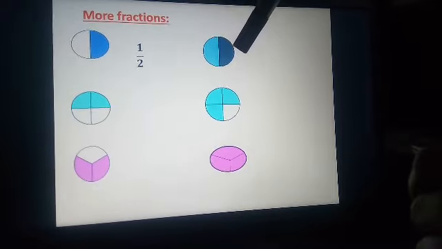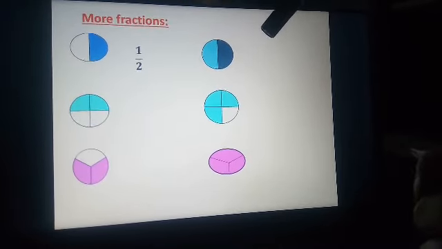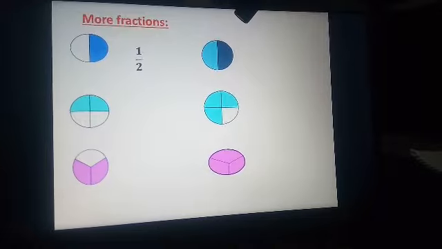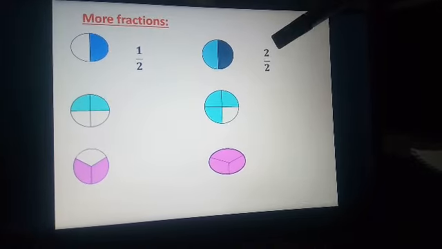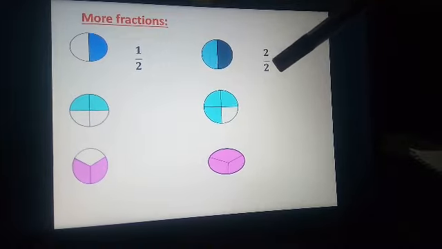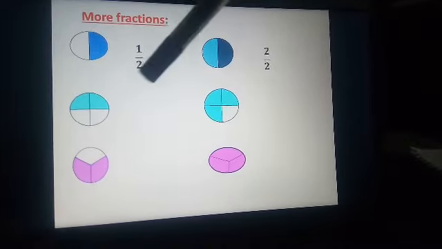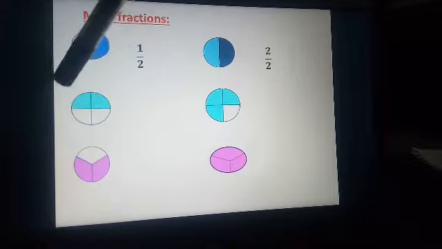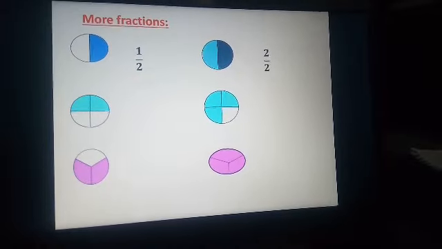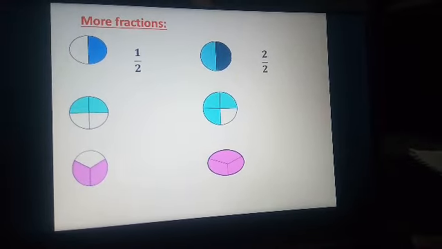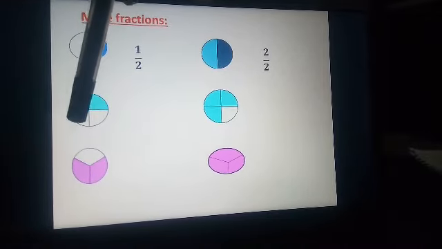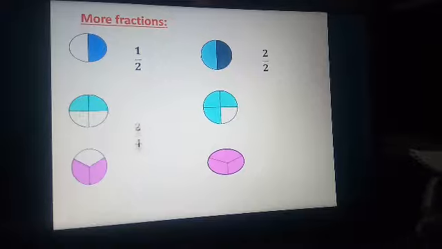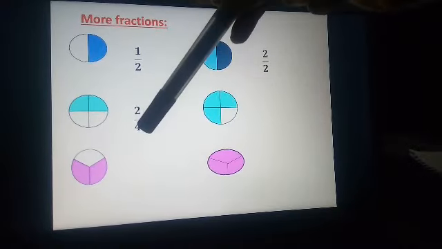Let's have a look here. What is the number of colored parts? 2. So I will write up number 2. And what is the number of all parts? Also 2. So it will be 2 halves. Let's have a look here. How many colored parts? 1, 2. So I will write up number 2 and I will write down the number of all parts. Let's count them. 1, 2, 3, 4. It will be 2 quarters.